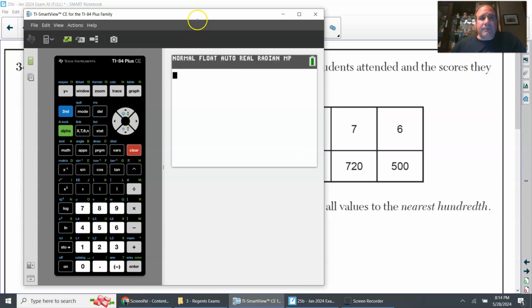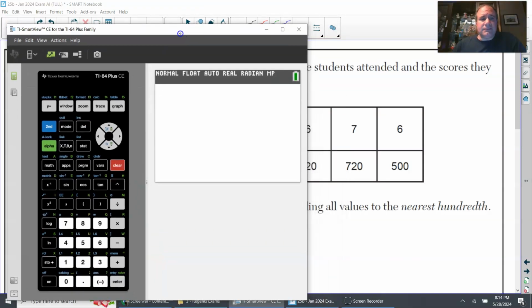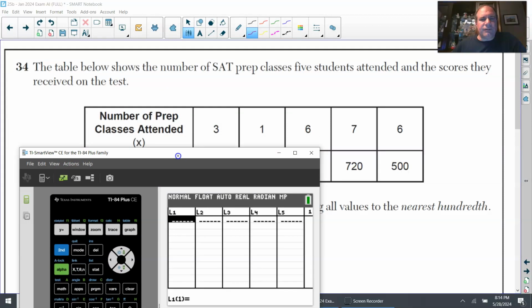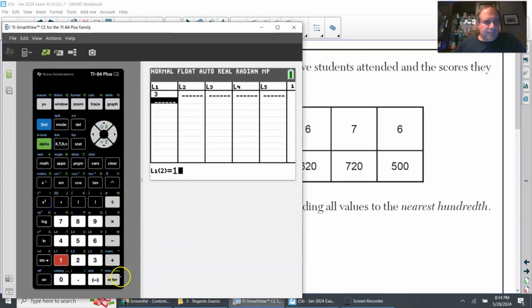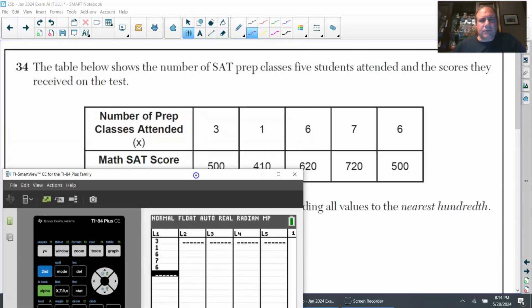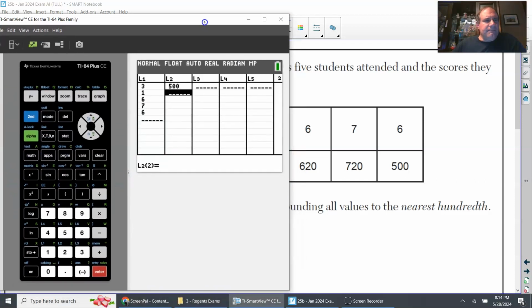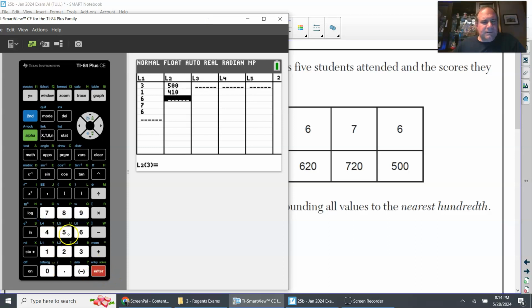You start the test. For a question like this, you need to put this into your list. So you press stat, enter, and I have a list in there from before. I cleared it out. And then you just go ahead, put 3, 1, 6, 6, 7, 6. So there's five numbers. Let me just check: 1, 2, 3, 4, 5. Then go over to L2: 500, 410, 620, 720, and 500. And the numbers match.